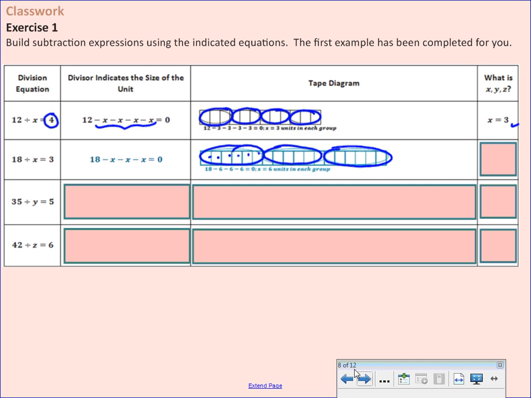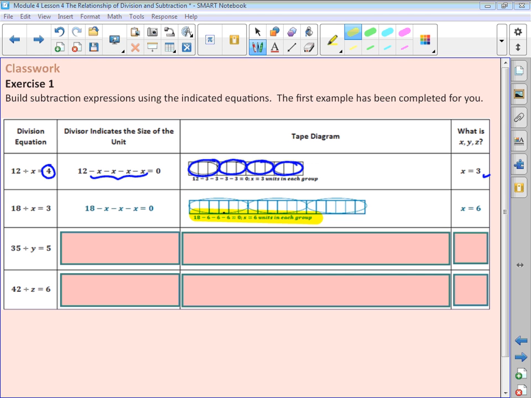6. So instead of writing x's, now I can write the 6's. 18 take away 6, take away 6, take away 6. I took away 6 3 times. That left me with 0. So x equals 6. So try the next 2 on your own, and then we'll go over them. So let's go over the answers.